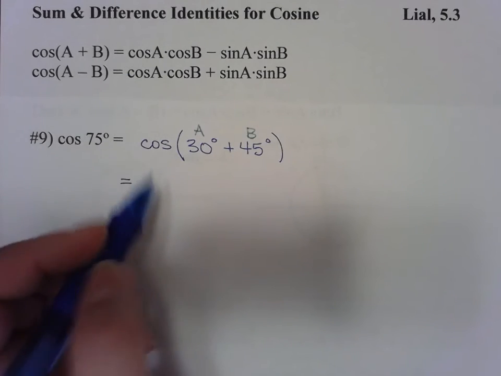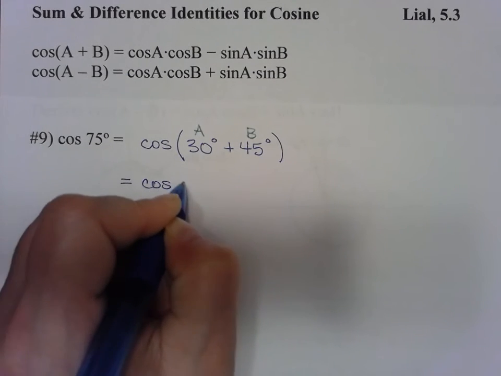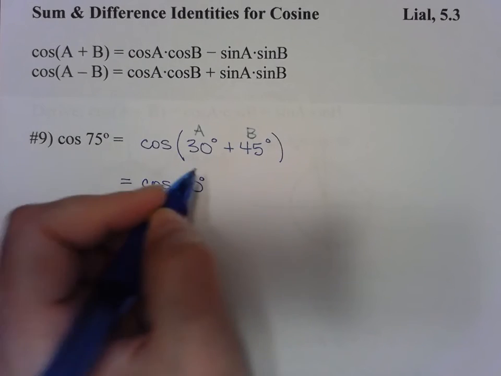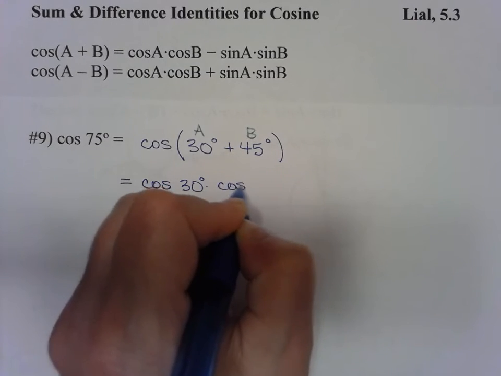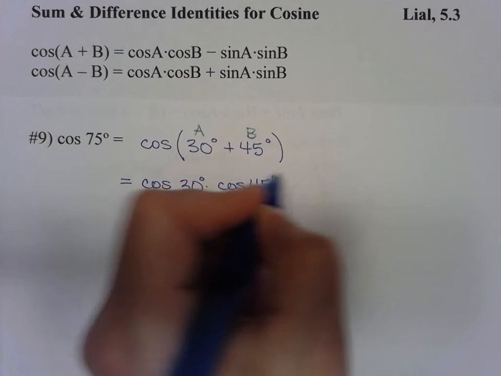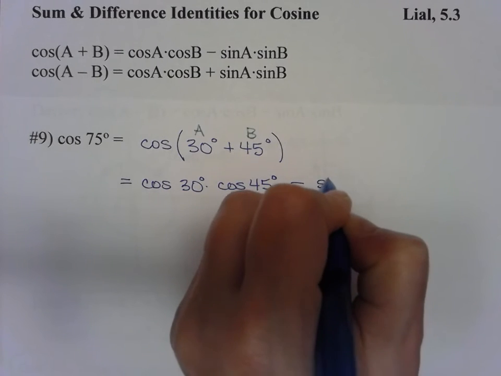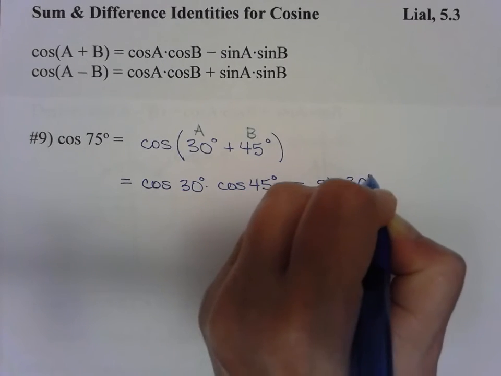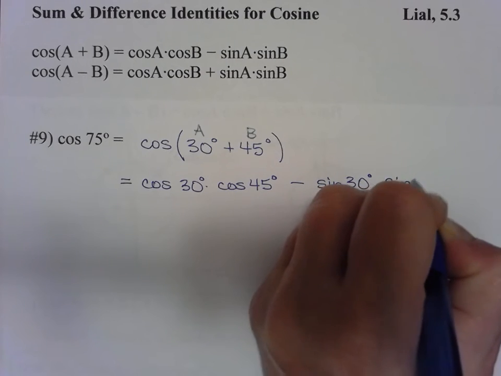So we'll have the cosine of A, so cosine of 30, times the cosine of B, or 45, minus the sine of 30 times the sine of 45.